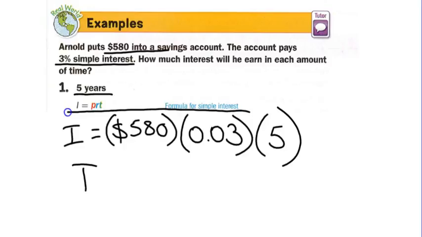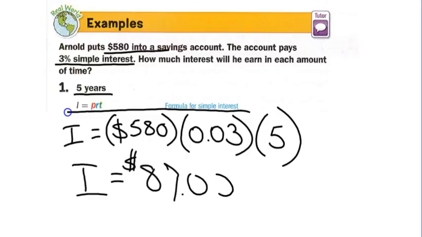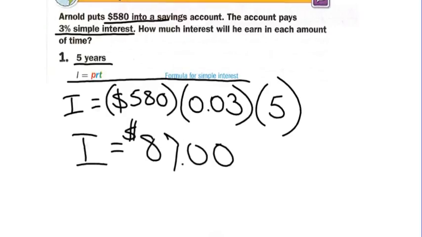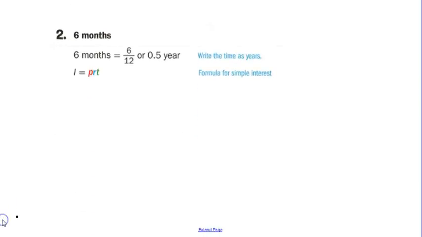So our interest is equal to 580 times 0.03 times 5. If we multiply all those together, we get 87, and this is dollars. All right, so Arnold has earned $87 in interest. That means he didn't do anything other than have that money in the bank for 5 years, and the bank gave him $87 for it. Not a bad deal, right? So what about if it was 6 months?